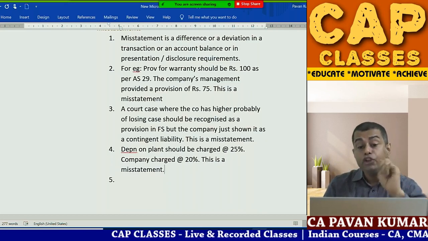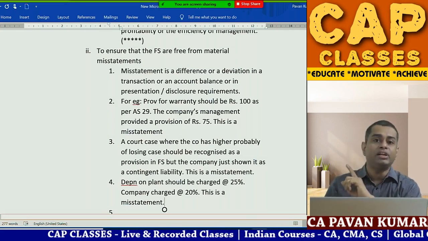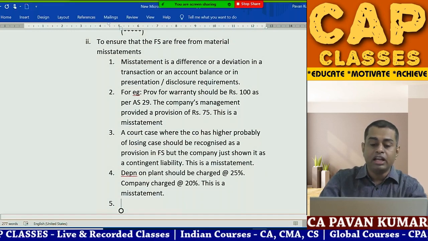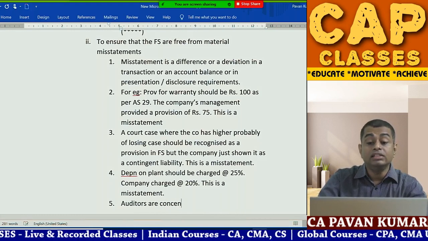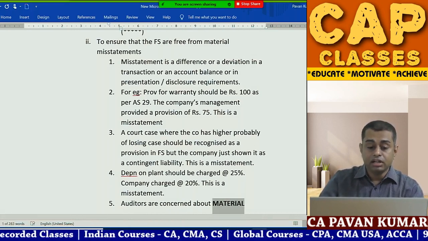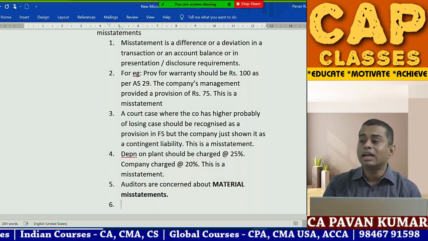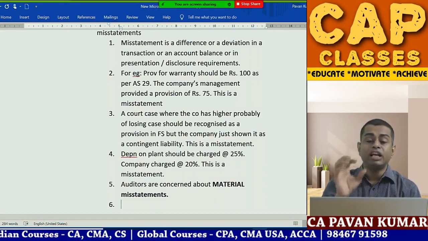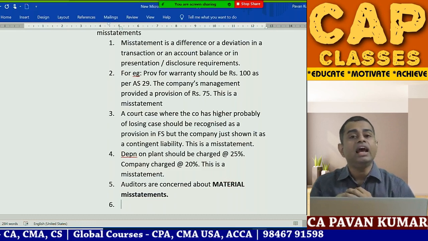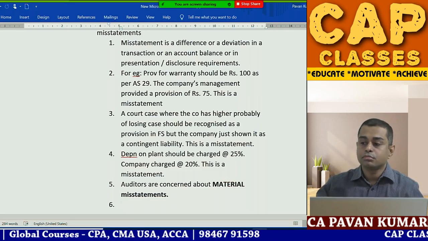Okay. So if you look at the responsibility of auditor to ensure that the financial statements are free from material misstatements, it is not just a misstatement. It should be material misstatement. So in the next point I am writing, auditors are concerned about material misstatements. Now, what is a material misstatement? You need to apply accounting standard 1. Materiality. Auditing standard is also there on materiality. Isn't it?